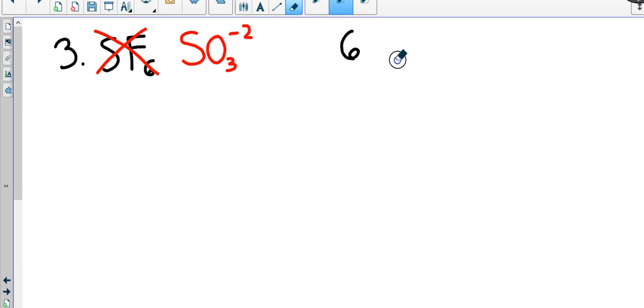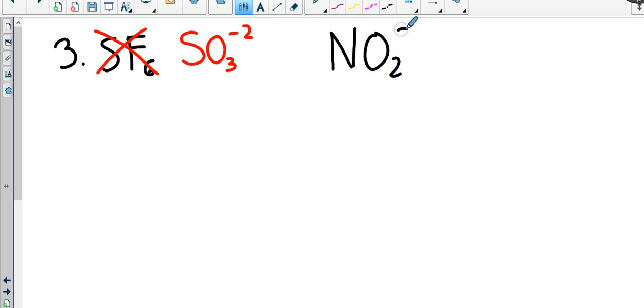On number, which one was it? Oh, on number 4. If you want to do that one, you can, if you want to challenge yourself. But I'd like you to do NO2, 1 minus. Notice there's a minus sign right there. There's a minus sign. There's a minus sign right there. All day long, people haven't written it out on the line.